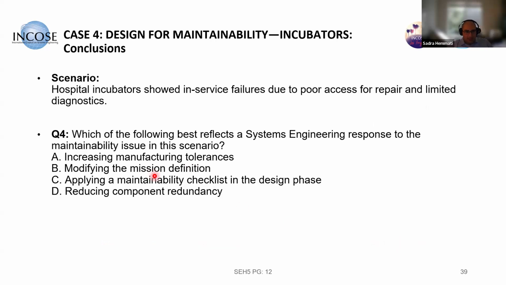So the question is a scenario. Hospital incubators showed in-service failures due to poor access for repair and limited diagnostics. Which of the following best reflects a systems engineering response to the maintainability issue in the scenario? A, increasing manufacturing tolerances. B, modifying the mission definition. C, applying a maintainability checklist in the design phase. And D, reducing component redundancy. So please put your answers in the chat.